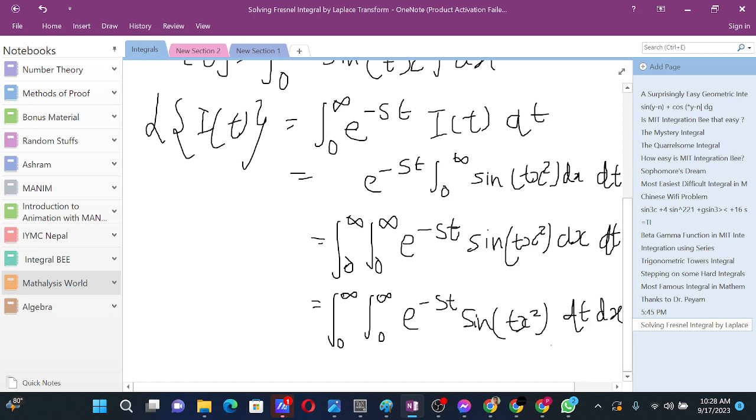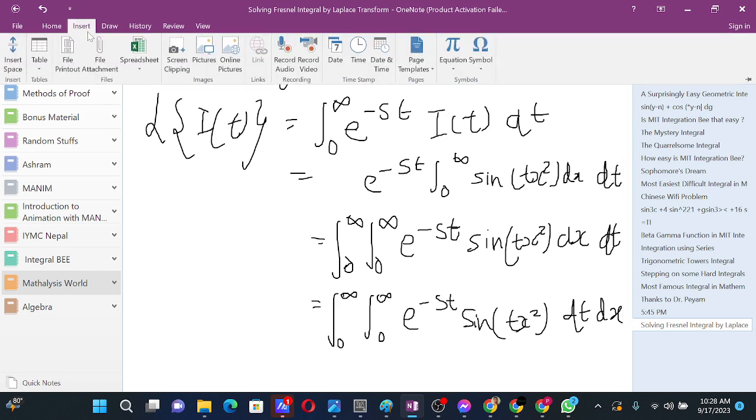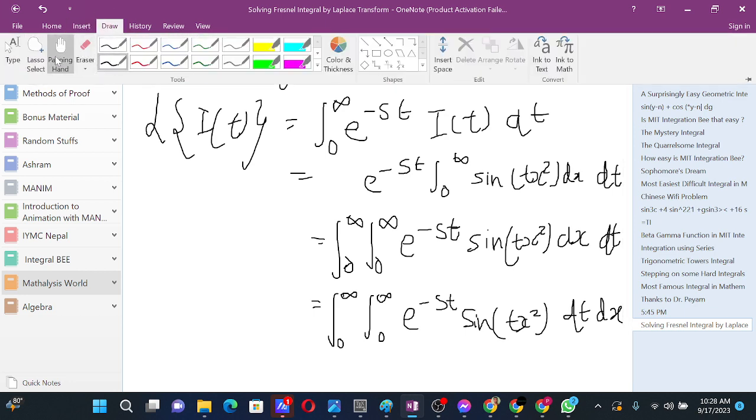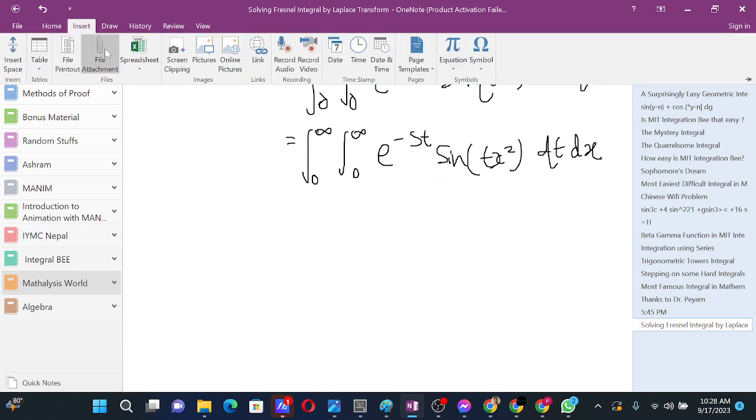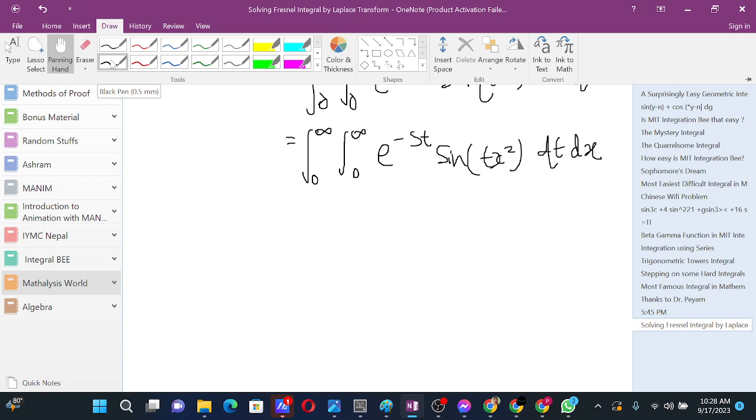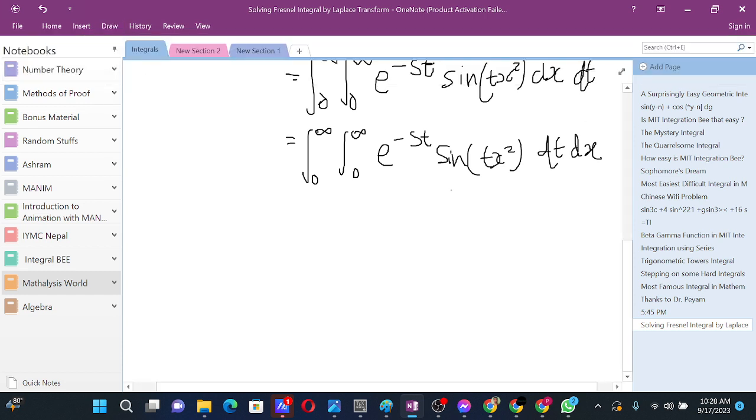Now it makes our work easier, since we are dealing with t. The x squared will be constant, and we can easily perform this integral now. You may also notice that this inner integral is just the Laplace transform of sine of t x squared.